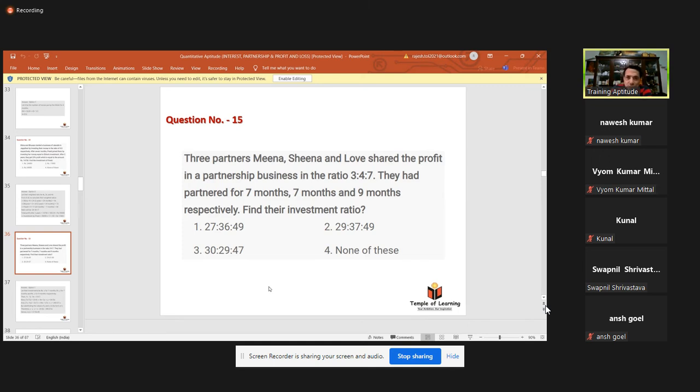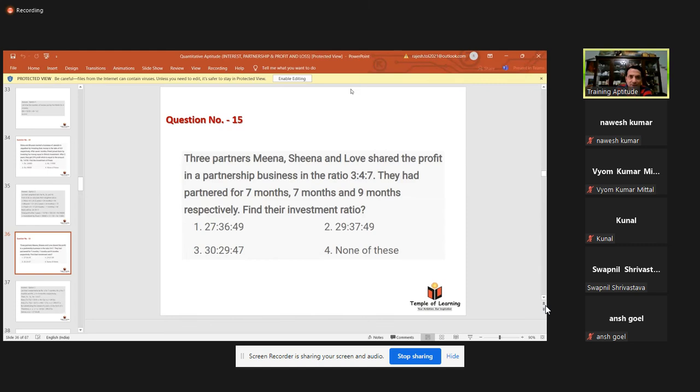इनका प्रॉफिट है 3:4:7. देखिए एक बात तय है, अगर मीना और शीना दोनों ने 7 मंथ्स इन्वेस्ट किया लेकिन प्रॉफिट 3:4 है, इसका मतलब उनका रेशियो 3:4 था. यहाँ पे कौन सा ऑप्शन है 3:4? First. So one way is cross check with first. So what I'll do is I'll straight away check with first.